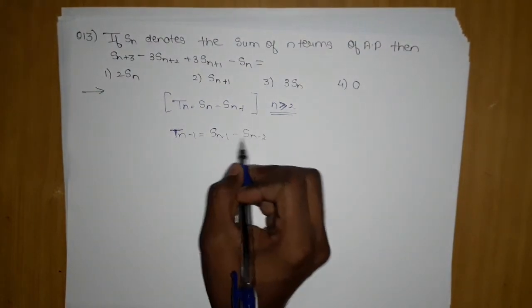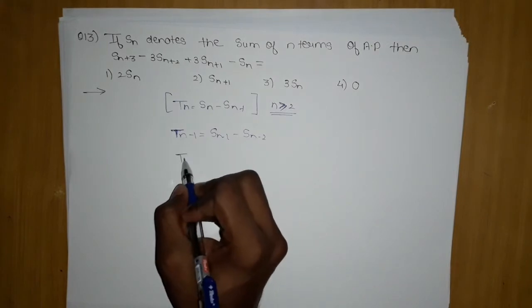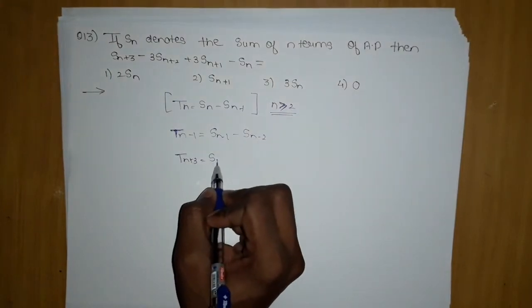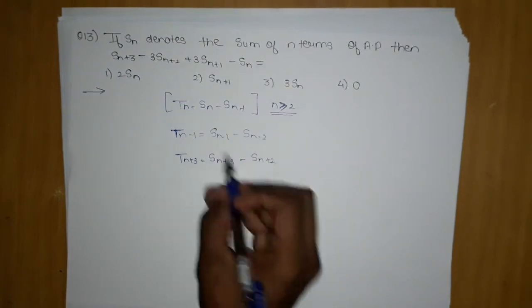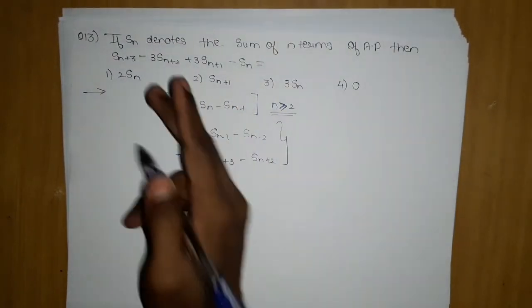Remember, these two terms will be the same, and then one less than that. Tn plus 3 will be what? Remember, how can you write it? Sn plus 3 minus Sn plus 2. Okay, like that. So you know this. Then your question will be solved.